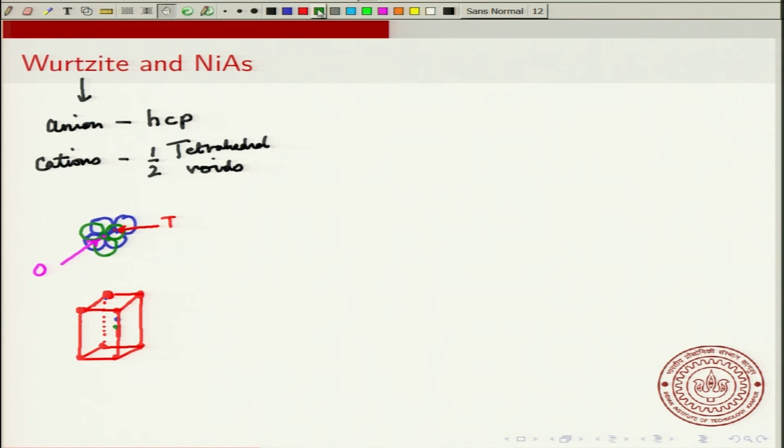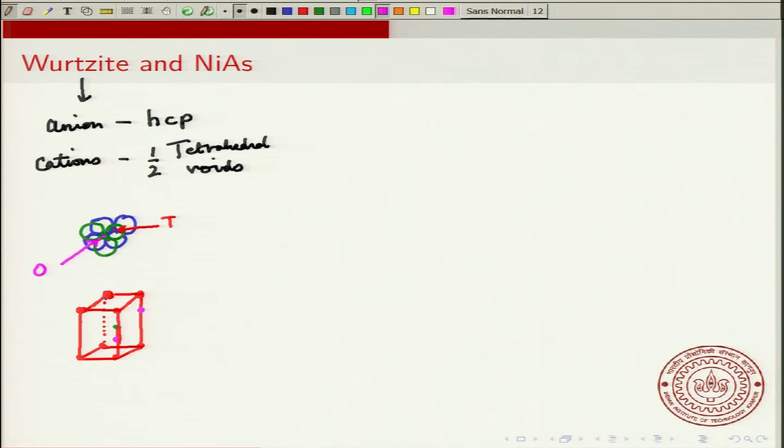So what I will show is the tetrahedral voids that are directly below the green atom. I will remove this blue atom, and I'll just show the tetrahedral void located directly below the green atom. Now there will be similar tetrahedral voids. You can work this out.